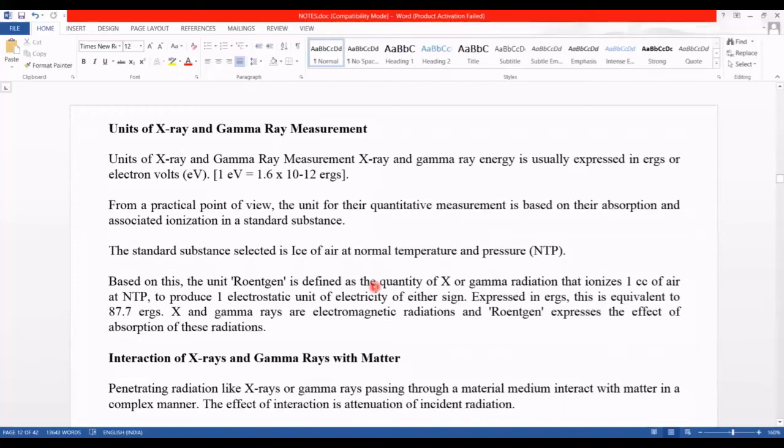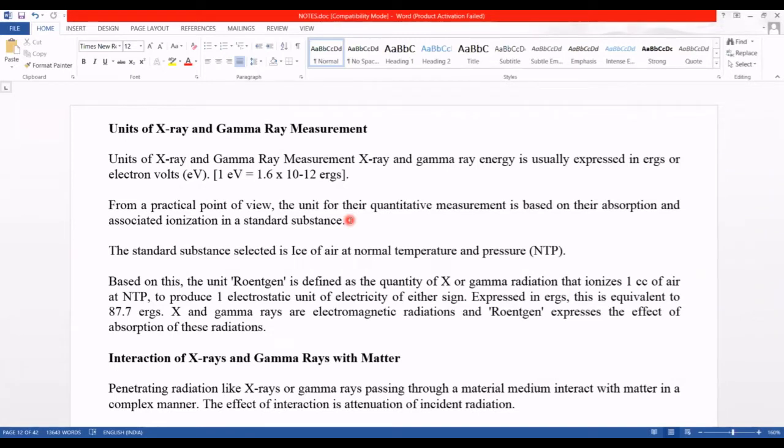Okay, today we will... In yesterday's class we have seen how the gamma rays are generated, and what are the different concepts associated with gamma ray generation. In today's class we will see the units of gamma rays and X-rays, and the interaction of these X-rays and gamma rays with matter. Now, first, units of X-ray and gamma ray measurement.